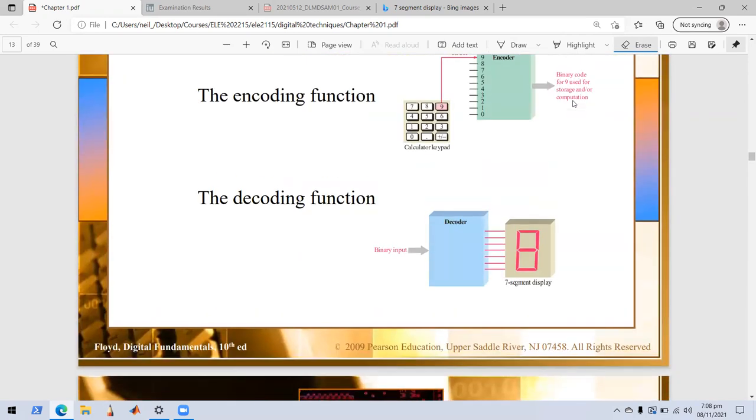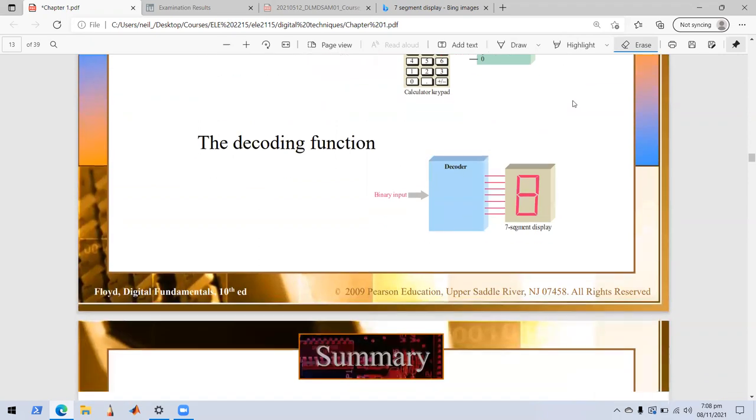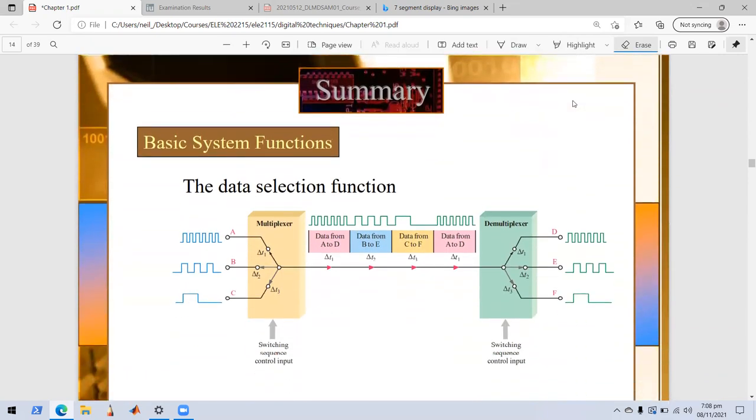Of course, we will learn how to build the decoder. Another thing, some more functional blocks. So encoders, decoders, comparators, adders. We're starting to learn about all the different things we can do with these digital systems, with these logic gates. Multiplexers and demultiplexers, right?